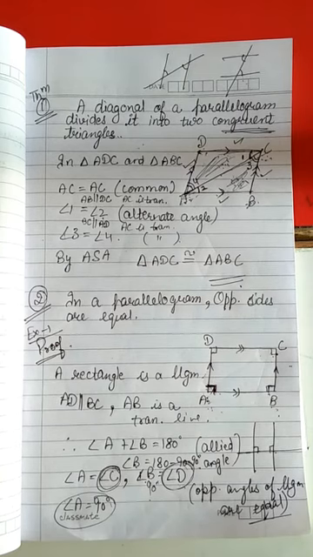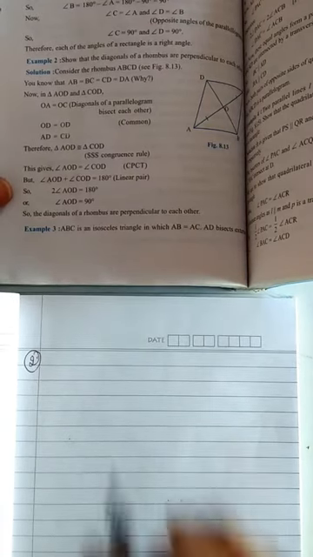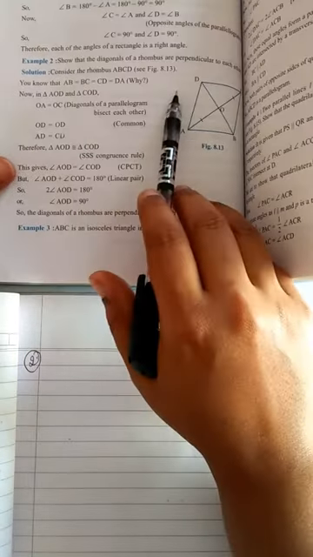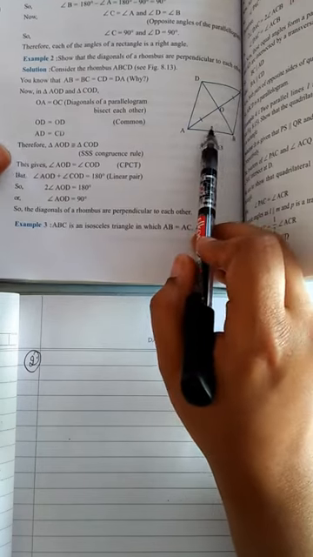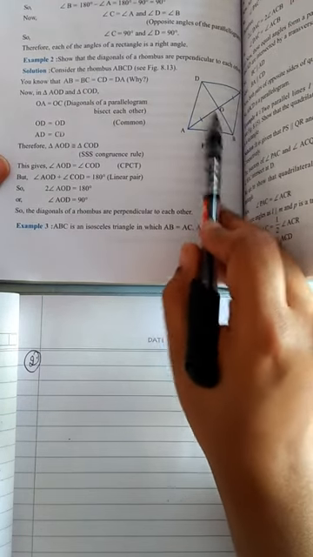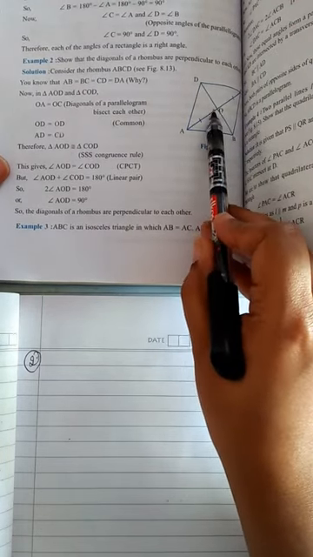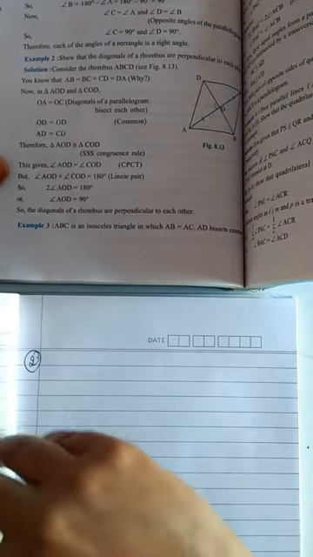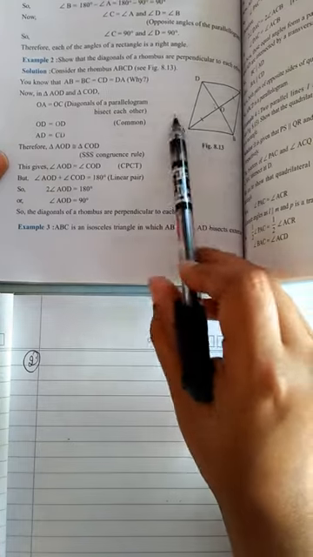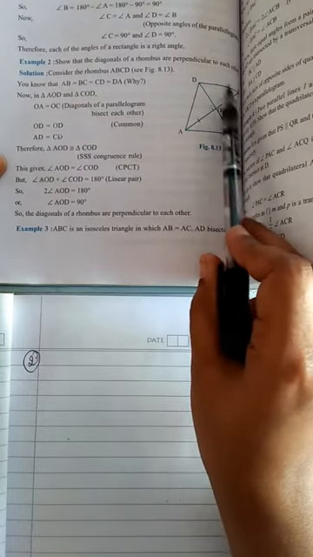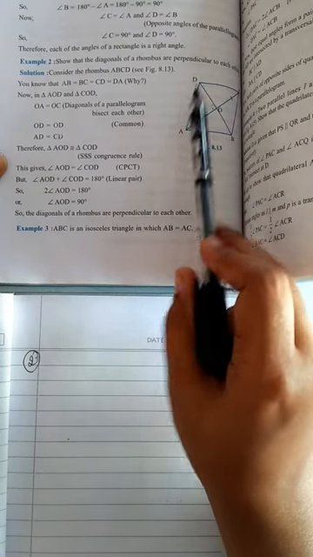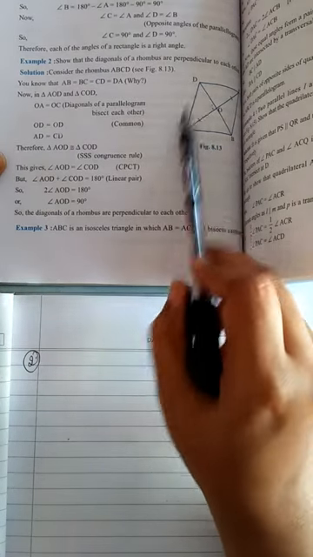Clear? Next, the second example is: show that the diagonals of a rhombus are perpendicular to each other. Means we have to prove that the diagonals of a rhombus are perpendicular to each other, meaning they make a 90 degree angle. Okay, so as we know that all sides of a rhombus are equal, means AB is equal to BC, BC is equal to CD and CD is equal to DA.